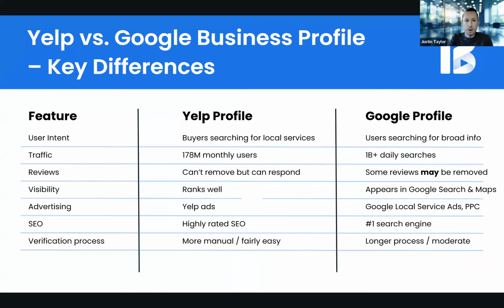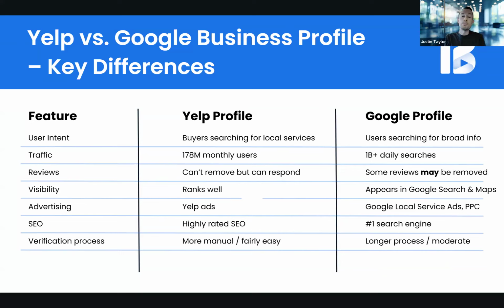Here's the Yelp versus Google business profile, some of the key differences. So, your user intent, buyers are searching for those local services. They're specifically going on the Yelp app to look for a service, because that is what it is. Now, when somebody goes to Google, it could be they're looking for a service, or it could be they're looking for new clothes, or they're looking for lamps or furniture, or a school to go to, or whatever it may be on there. So it's a little bit more broad when they go and search for Google.